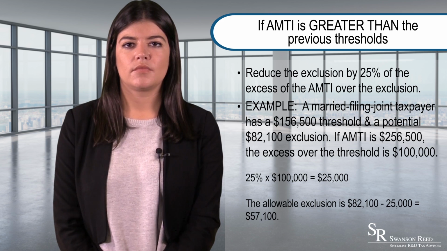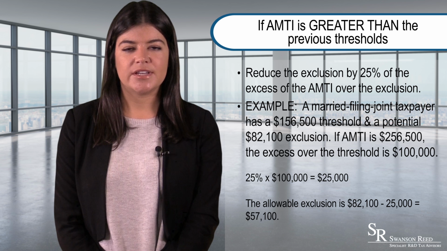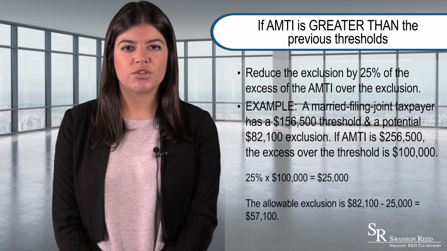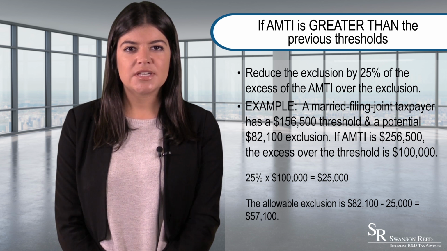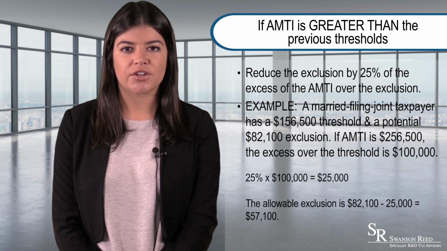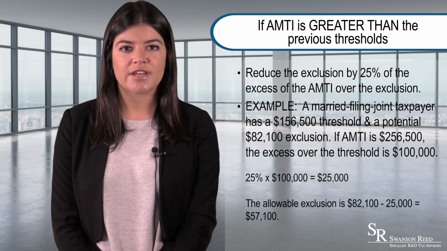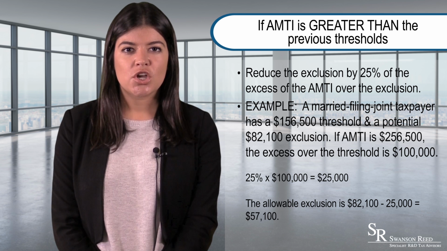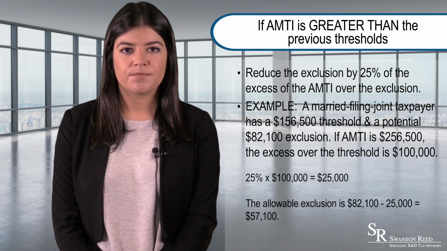If the AMTI is greater than the previous thresholds, then reduce the exclusion by 25% of the excess of the AMTI over the threshold. For example, a married filing jointly taxpayer has a $156,500 threshold and a potential $82,100 exclusion. If AMTI is $256,500, the excess over the threshold is $100,000. 25% times $100,000 equals $25,000. The allowable exclusion is $82,100 minus $25,000, which would amount to $57,100.